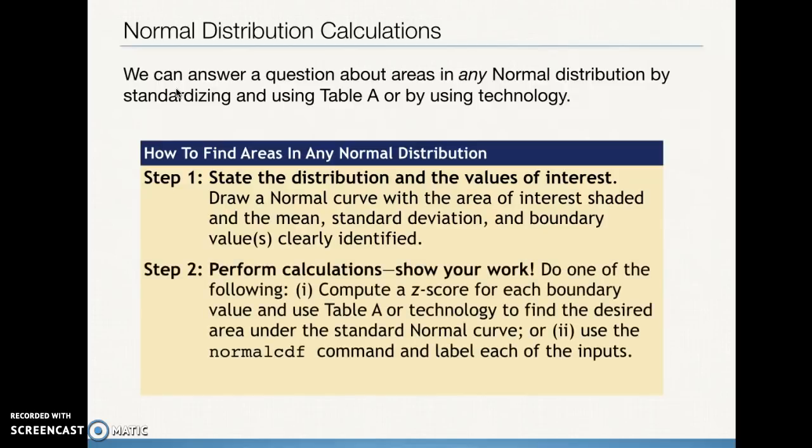We can make a determination: are we reading from the left? Do we need an area that's on the right? Do we need the area under the curve between two z-scores or between two values? So what we want to do is set ourselves up for success by starting with a sketch and shade.